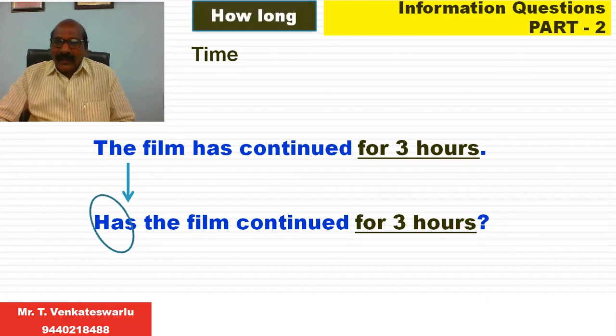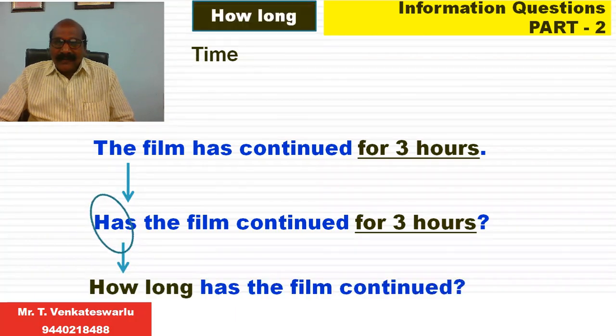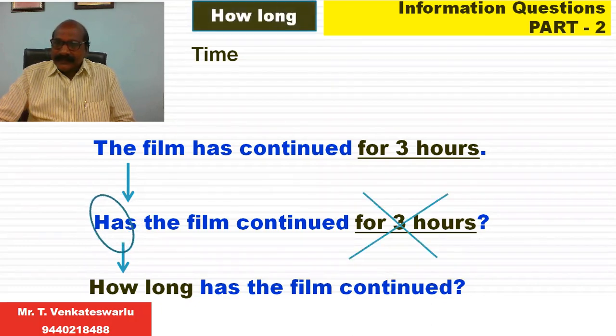And the underlined part refers to some time. For 3 hours, it refers to some time. So use how long at the beginning. How long has the film continued? And the underlined part is deleted.